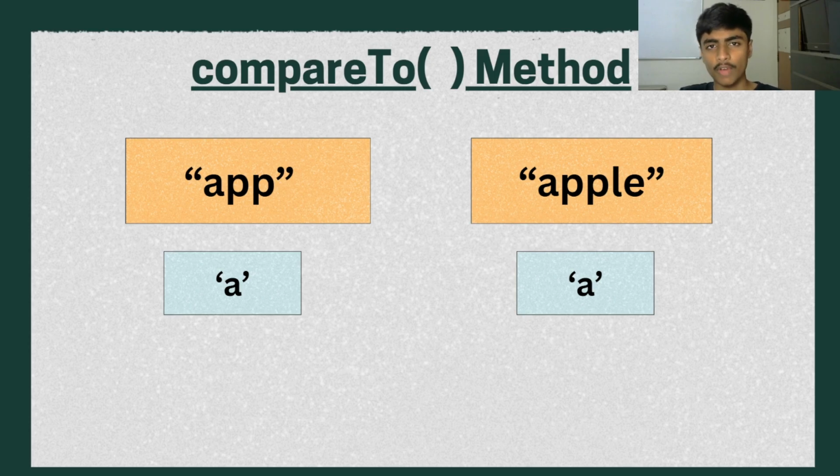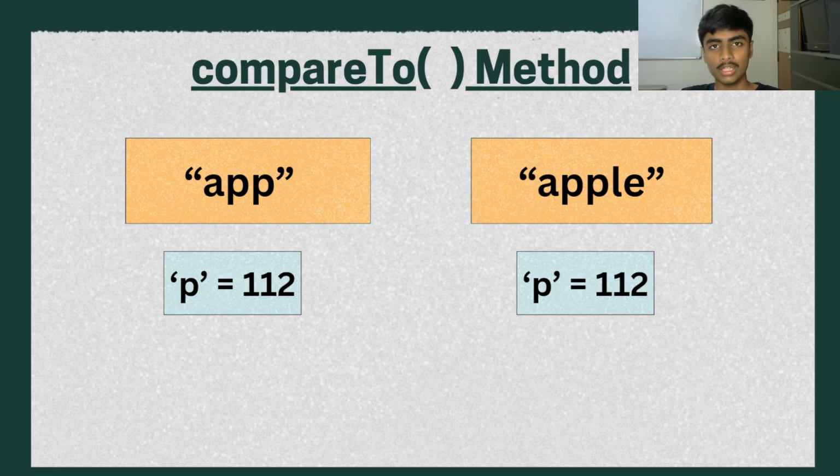Now we're going to try to evaluate how the compareTo method is going to compare these two different strings. The first thing it's going to do is obviously take the first character. In this case, the first characters are equal. They have the same ASCII values. Then it's going to move on to the second character of both the strings. The second characters of both the strings are also equal because they have the same ASCII values. Then it's going to move on to the third character of both the strings. The third characters of both the strings again have the same ASCII values.